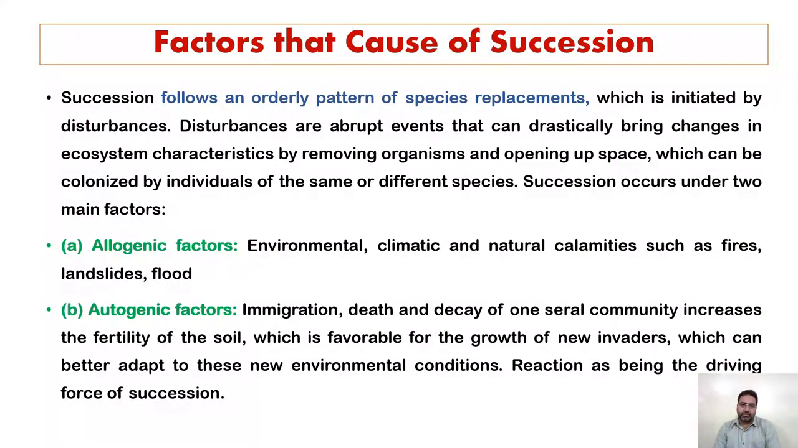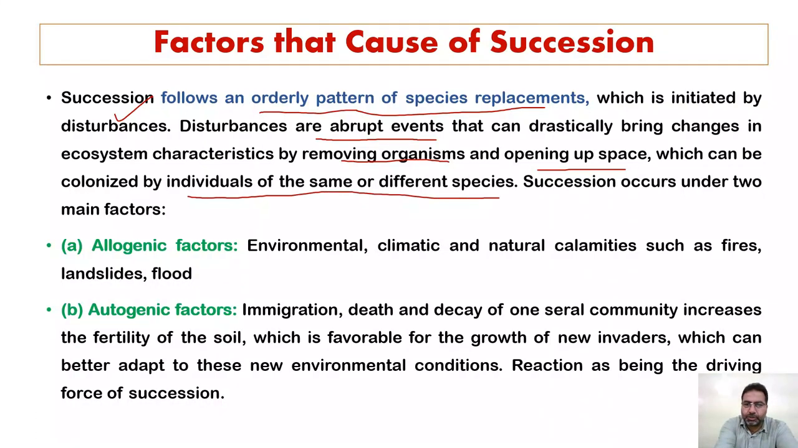What are the factors that cause succession? Succession follows an orderly pattern of species replacement. I was telling you that it is a cyclic pattern, a pattern which can be predicted. It follows an orderly pattern of species replacement, which is initiated by disturbances. These disturbances are abrupt events that can drastically bring changes in the ecosystem by removing organisms and opening up space, which can be colonized by individuals of the same or different species.